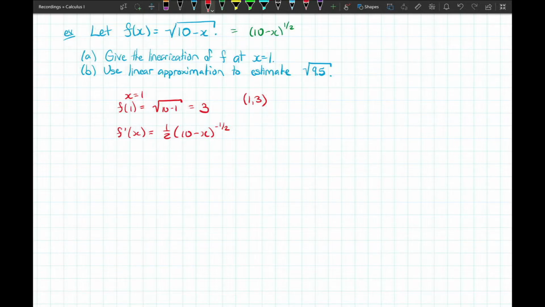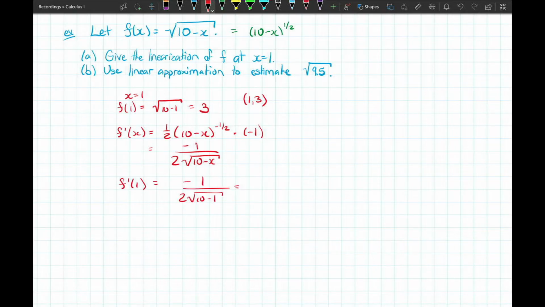Now don't forget, there's one important thing here missing, and that is using the chain rule. Since we have 10 minus x as the inside function, we need to multiply by the derivative of 10 minus x, which is negative 1. And that means that our derivative can be written in the form negative 1 over 2 times the square root of 10 minus x. Now that doesn't get us the slope just yet until we plug in x equals 1.